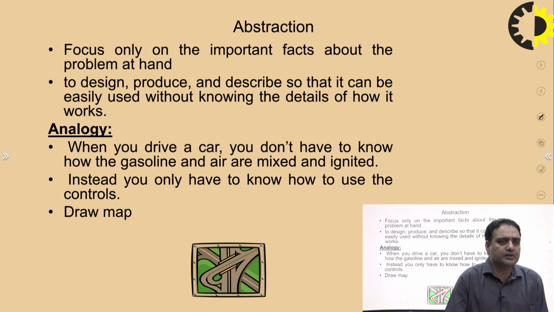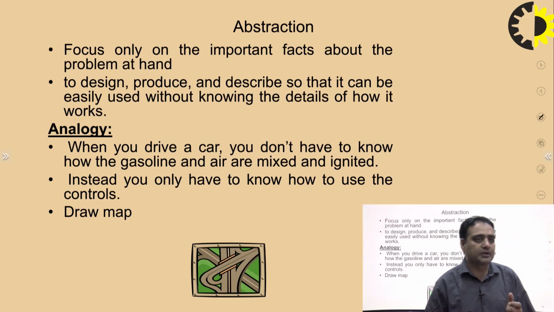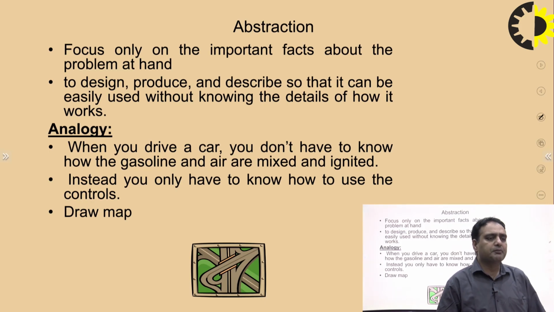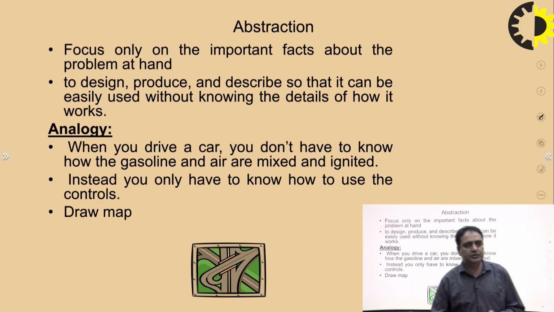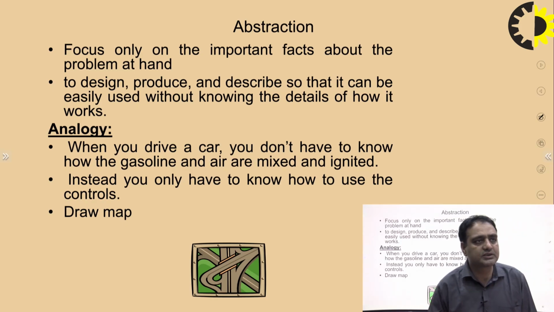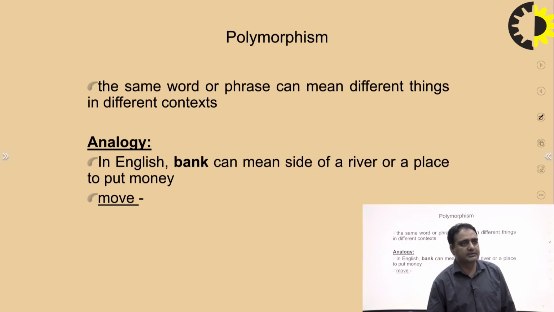You don't know how the mechanism works in the car, but you only know that this button is used for the light, this button is used for the clutch, and this button is used for the brake, but you don't know how it works internally. This is the concept known as abstraction, and we can use this concept in C++ and Java, meaning object-oriented programming based languages.